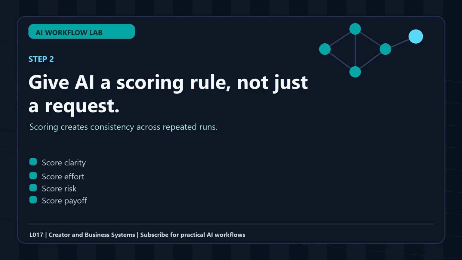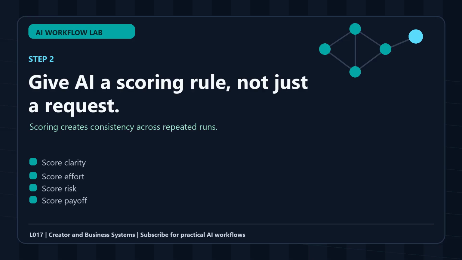Effort means the action is realistic for one person or a small team. Risk means there is a chance of wrong facts, bad assumptions, wasted time, or policy problems. Payoff means the action moves the user closer to the outcome.